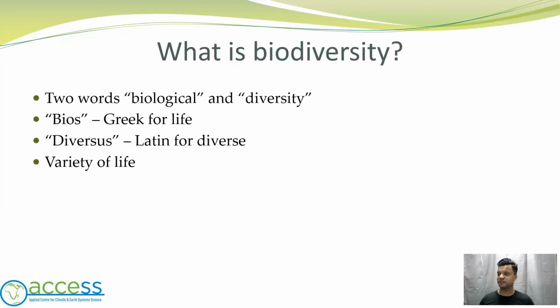So what is biodiversity? Well, it's two words, biological and diversity. The origins of the word come from bios, which is the Greek word for life, and diversus, which is a Latin word for diverse. So in a nutshell, it is the variety of life on Earth, the communities they form, and the habitats in which they live. So combining them, we have the diversity of biological life.